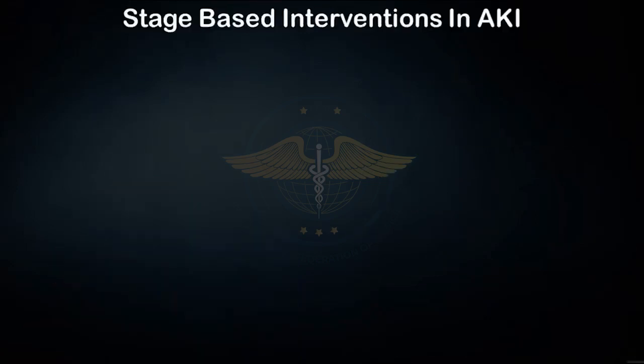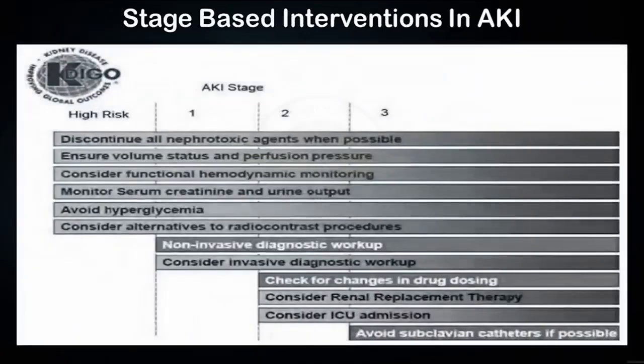So, lastly, the KDIGO has suggested there should be stage-based interventions in AKI. In all patients, but even in high-risk patients, we should discontinue all nephrotoxic agents when possible, and ensure volume status and perfusion pressure. These factors are important to prevent AKI in those who are high risk, and it's also important in preventing progression once AKI has already developed.